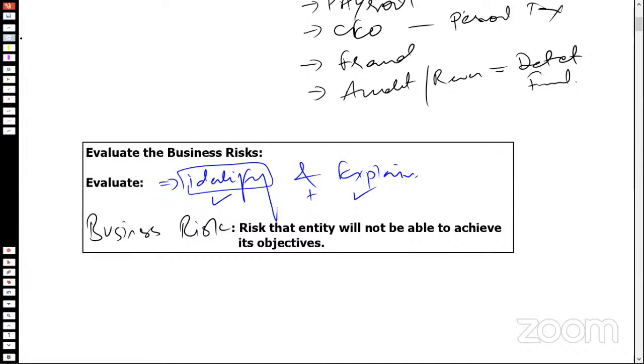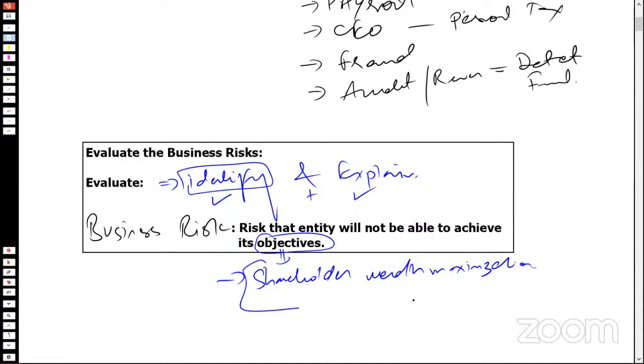So let's try to have an understanding. Basically, there could be multiple objectives of the organization, but the broader objective that we have with respect to any organization is shareholder wealth maximization, that we wish to maximize the shareholders' wealth. Now, if we wish to maximize shareholder wealth, anything that would have an adverse impact on the entity would actually prevent you from achieving your business's objectives. Now, what exactly do you mean by this?